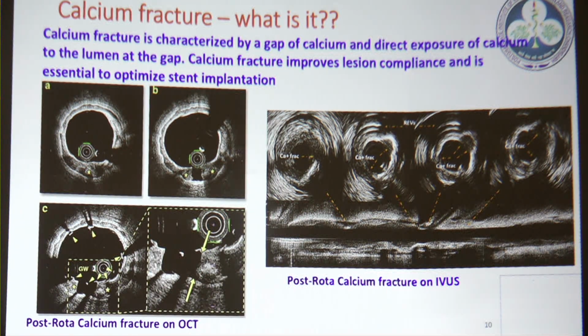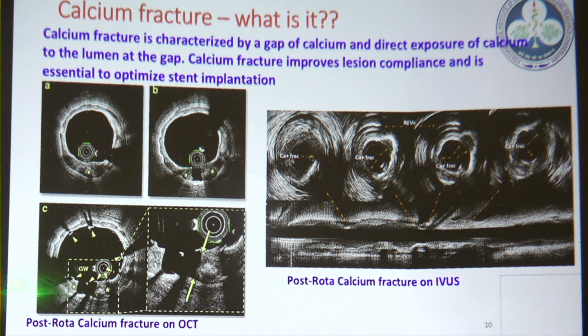Now something about calcium fracture, what it is. Calcium fracture is characterized by a gap in the calcium and direct exposure of the calcium to the lumen at the gap site. And why is it important? It is important because it improves the lesion compliance, the distensibility of the lesion, and gives an adequate stent expansion at the site.